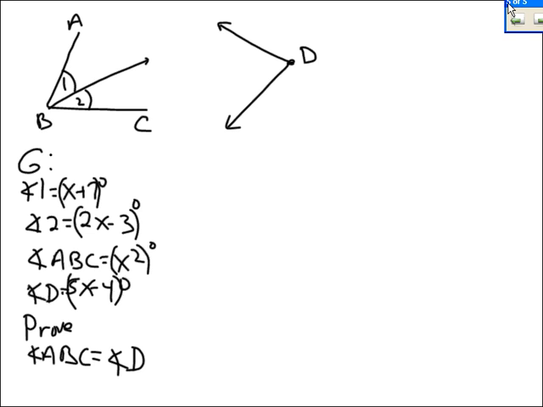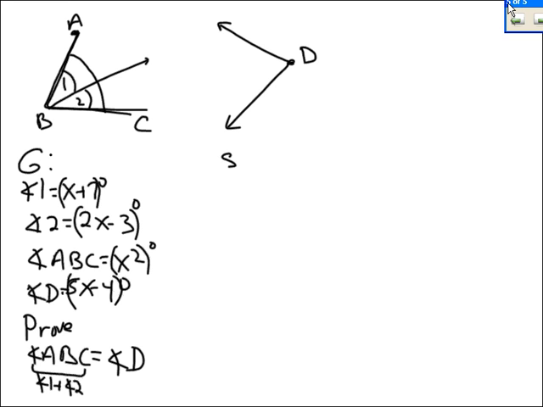Well, angle ABC, so now I'm going to think it through. ABC, A to B to C. ABC is this big angle, which is angle 1 plus angle 2. So I just want to show that angle 1 plus angle 2 is equal to angle D. Okay.